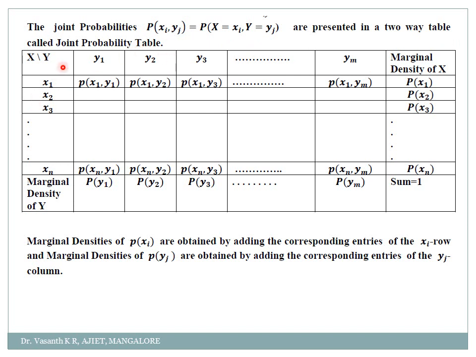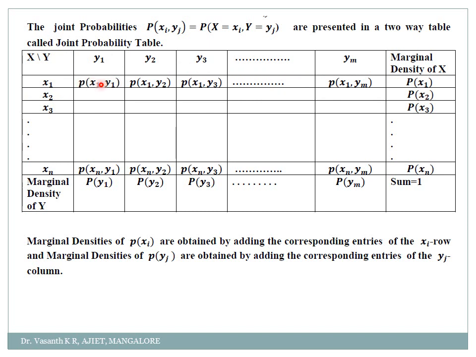Next, the joint probability p of xi comma yj, where i depends on the number of terms. Xi can be x1, x2 and so on up to xn. Similarly yj can be y1, y2, y3 and so on up to ym, correct? This represents a two-way joint probability table. See, this table is very important my dear students. Whatever you write column wise is x, and row wise, this one, is your y.